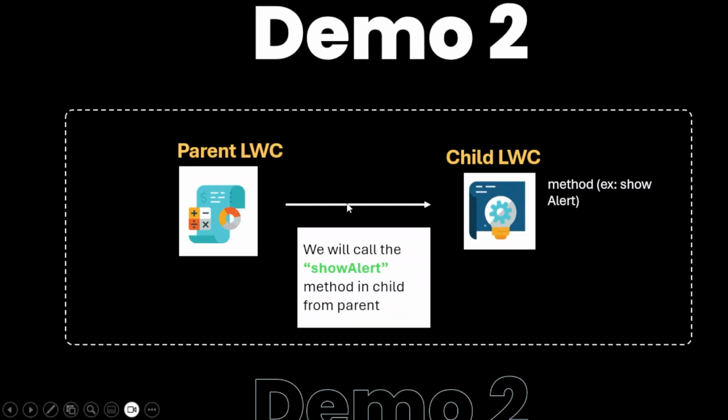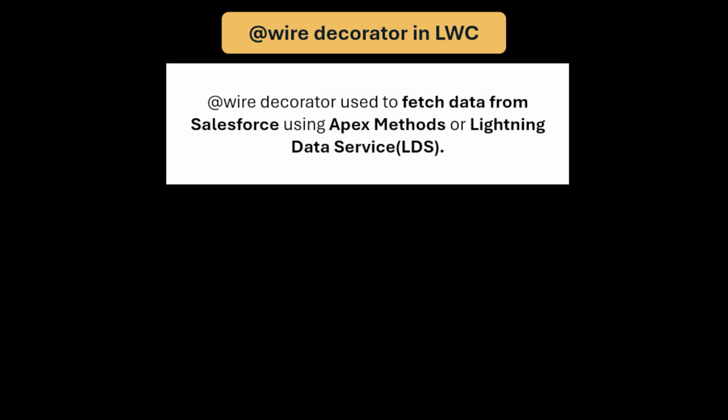So now we have seen how we can leverage the API decorator to set a property of the child component, or to call a method of the child component. Okay, now let's move on to the wire decorator. Let's see the definition of it. The wire decorator is used to fetch data from Salesforce using an Apex method and LDS, right? So remember that: Apex method and LDS.